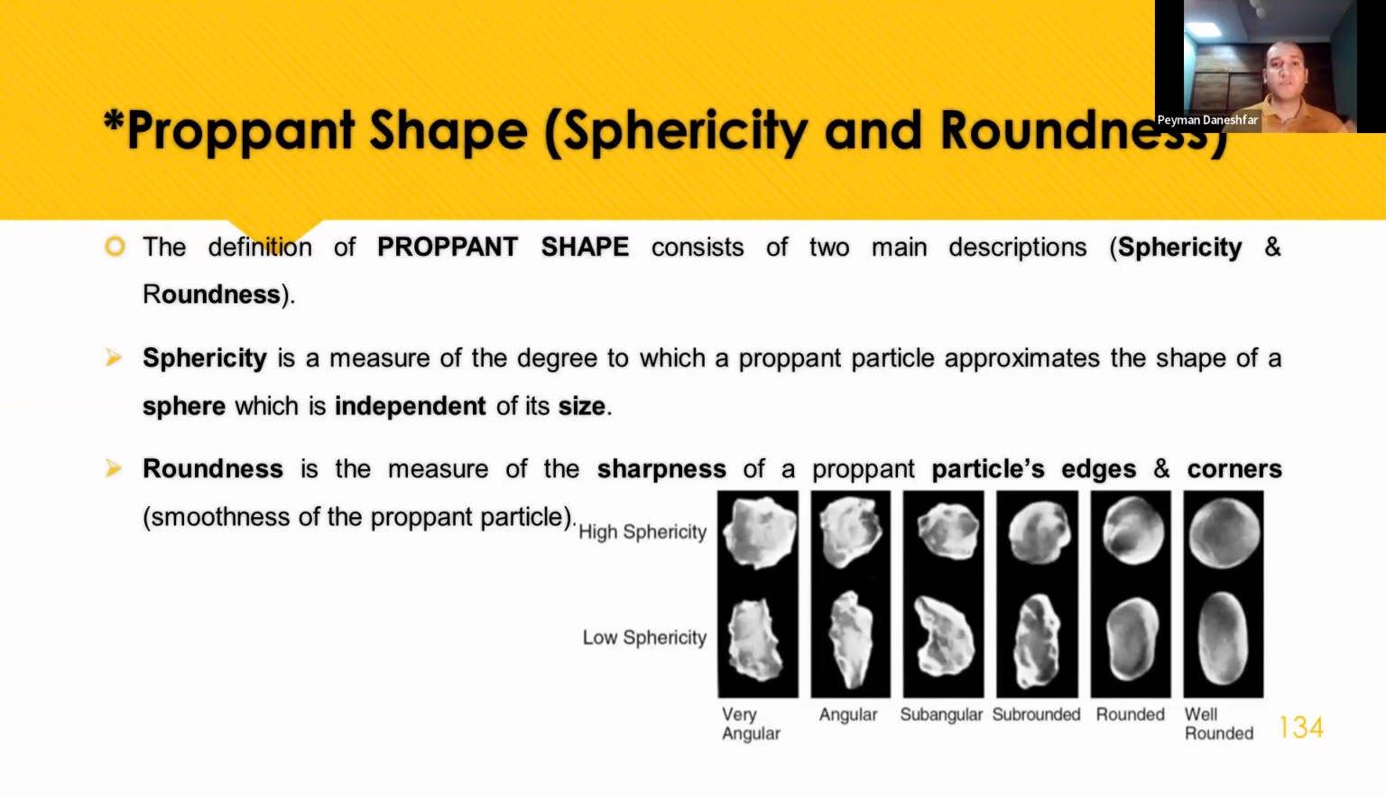Sphericity is a measure of the degree to which Proppant particles approximate the shape of a sphere, which is independent of its size. Yes, because the sphericity is not dependent on the size. And roundness is the measure of the sharpness of a Proppant particle's edges and corners, and its smoothness. When our Proppant has edges, it's not okay. Maybe some edges get together and collide, and it's not good for us. When our sphericity and roundness are good, our result will be better.